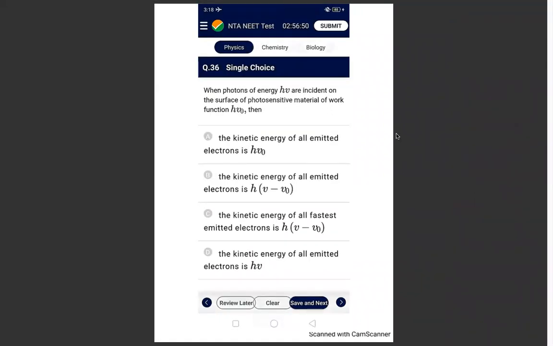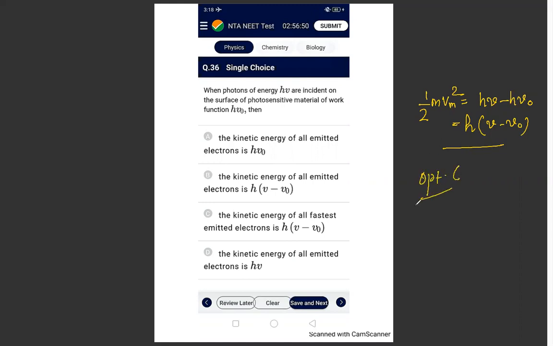36, very easy. Photons of energy h nu are incident on the surface of a photosensitive material of work function h nu naught. The work function is not going to change, but we are going to use the photoelectric equation: half m v max square, that is the maximum kinetic energy, is equal to the energy falling on the surface of the metal minus the work function, that is h into nu minus nu naught. This is called Einstein's equation of the photoelectric effect. So your final answer is option C.